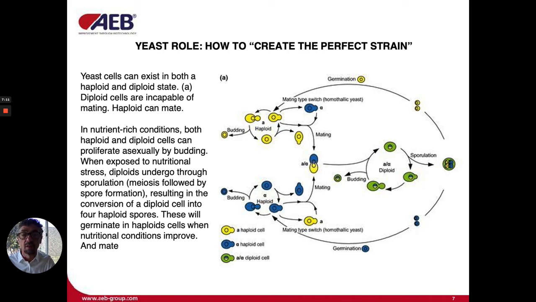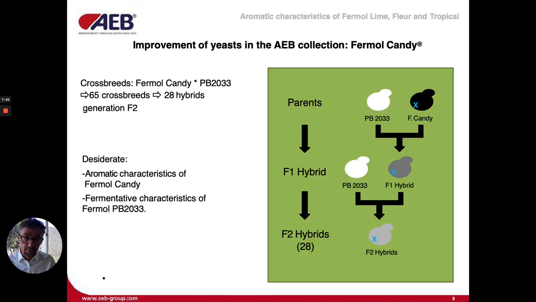Basically, have a sexual mating of two strains that have characteristics that we like, trying to enhance the specific characteristic that we want. So in order to do so, we need to have a sexual mating of the yeast, which is not something that is done normally. Normally the yeast would bud, but in a certain condition of stress, the yeast would sporulate, and we can actually induce a sexual mating.